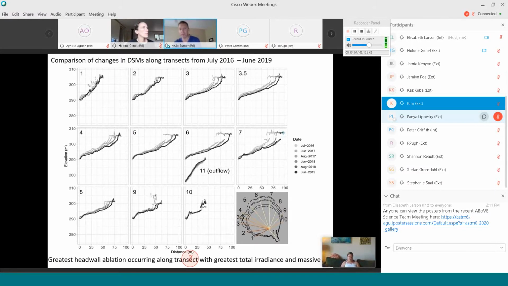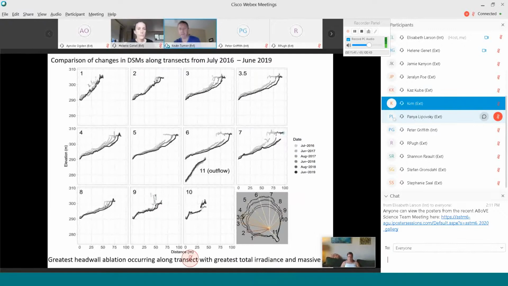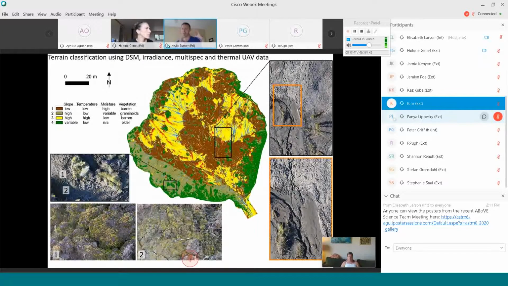So if we go back and take the irradiance data, the multi-spec data, and the thermal data, what I've found is it can grab different geomorphic components of the actual slump, because it's highlighting where there's shade and where it's more moist. That's down in the southwest area. And then you can see the brown patches. That is more moist soil, but it's where the high irradiance is.